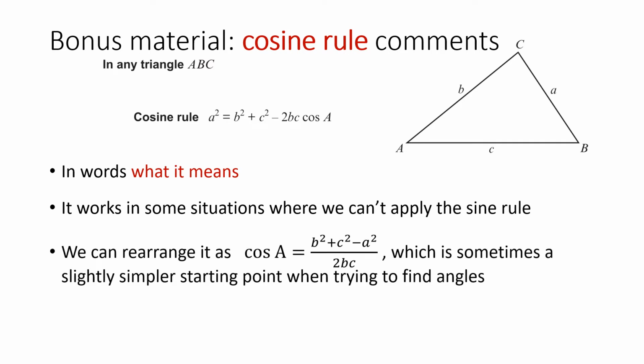Final comment, we can rearrange the cosine rule to make cosine, in this case cosine A, the subject of the formula. Why would we want to do that? Well, it's useful if we're trying to calculate the angle A. It's sometimes useful to start here, and just like the rearranged form of the sine rule, if you start with the other form and rearrange it, that will be fine as well. So it's a matter of personal taste, personal preference.